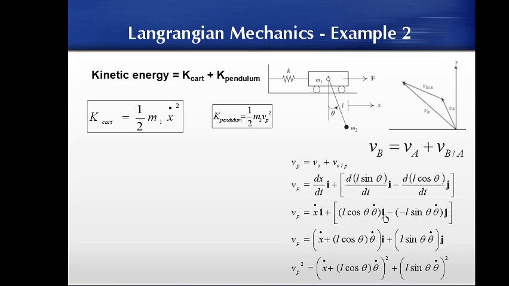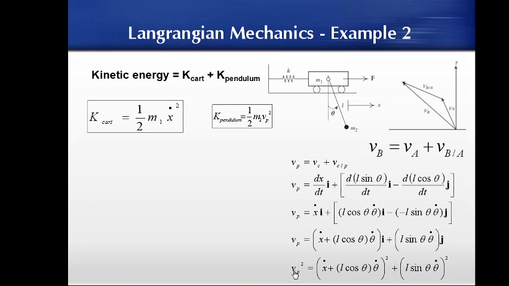So combining the i cap terms, Vp is equal to (x dot plus L cos theta theta dot) the whole into i cap plus L sin theta theta dot into j cap. Okay, so I got the vector representation of the velocity. Now to find Vp square, that is the square of a x i cap plus b y j cap, which is equal to x square plus y square.